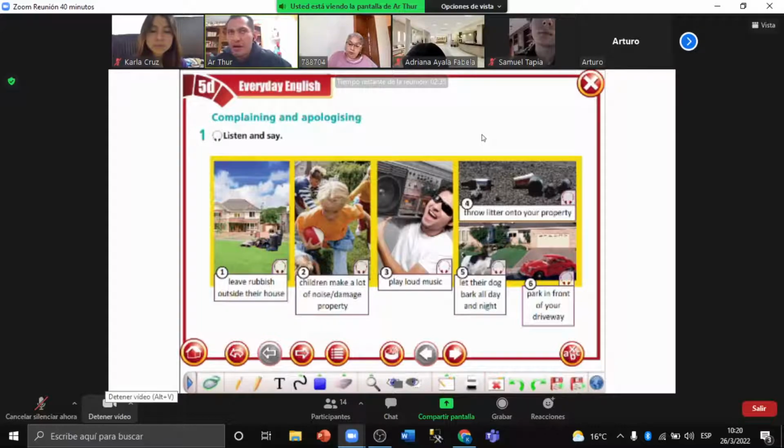For example, in the schools, when you say, okay, kid, please, you can play, but don't shout. And for a minute, the students relax. When this says children make a lot of noise, it's possible to concentrate on what you are looking at, what you are doing in that moment. No? And through litter onto your property.